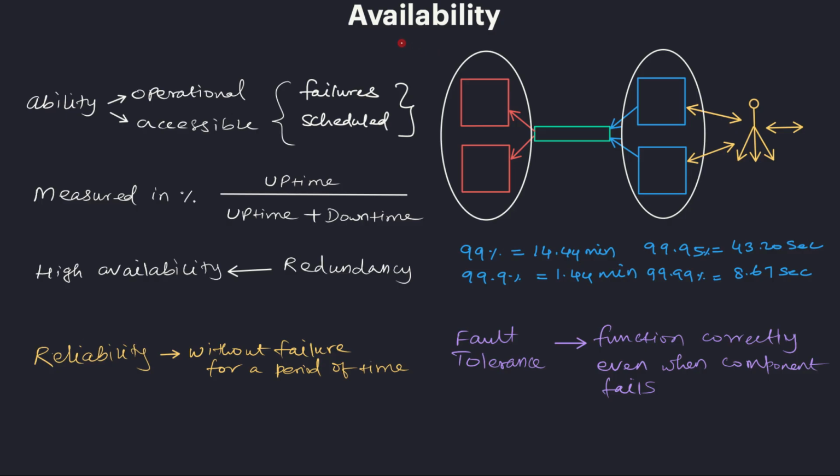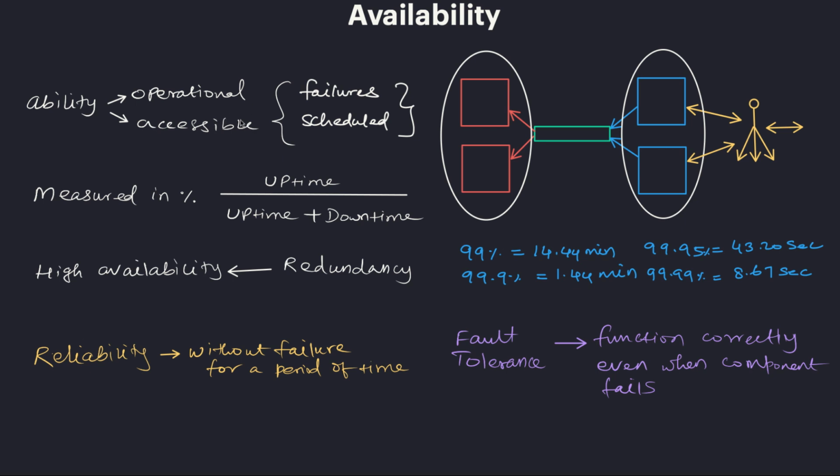Let's talk about availability in this video. Availability is basically the ability of the system to be operational and accessible. So if a system is operational and accessible, then we'll say that the system is available, or the system is up. If the system is not accessible or operational, then we'll say that the system is not available, or we'll say that the system is down.